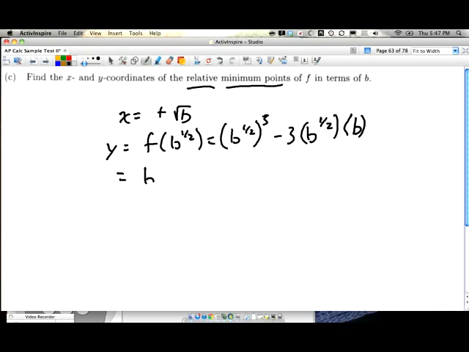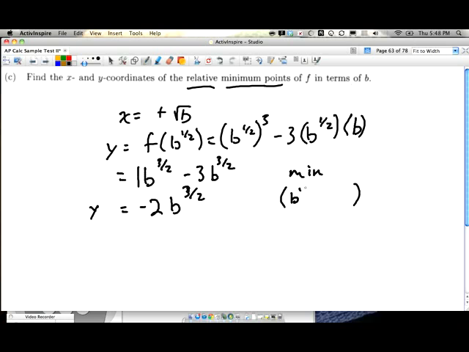We're going to get b to the 3/2 for that first term. It's going to be minus 3b to the 3/2. So just like before, we can combine like terms, so this time we do get negative 2b to the 3 halves. Well, that's our y value. So the min is at x equals b to the 1 half, and y equals negative 2b to the 3 halves. There we go.